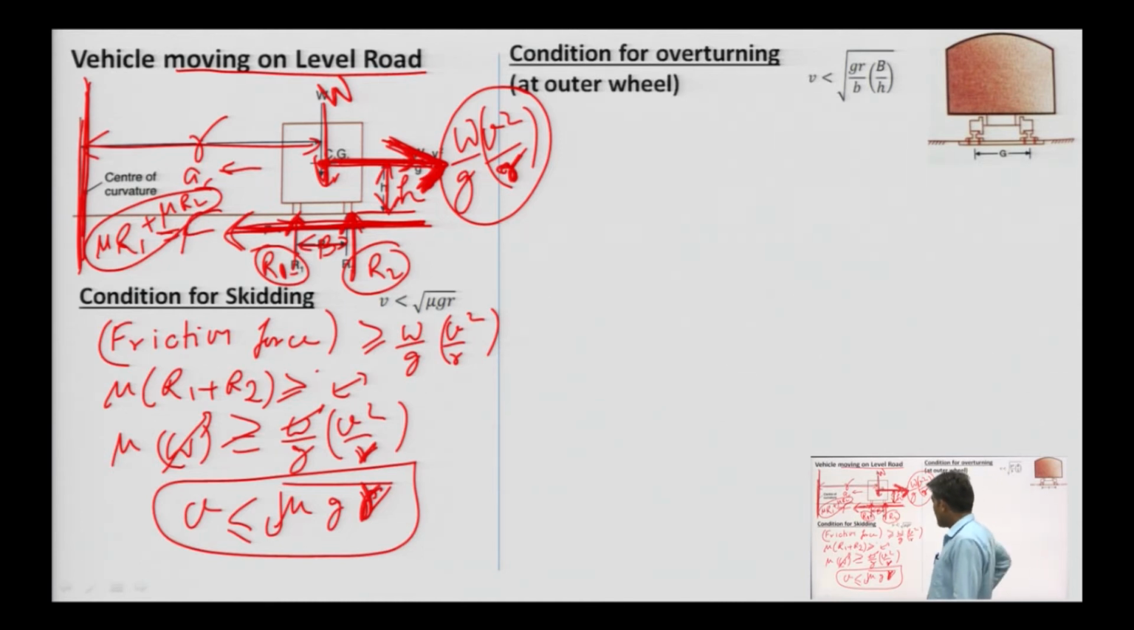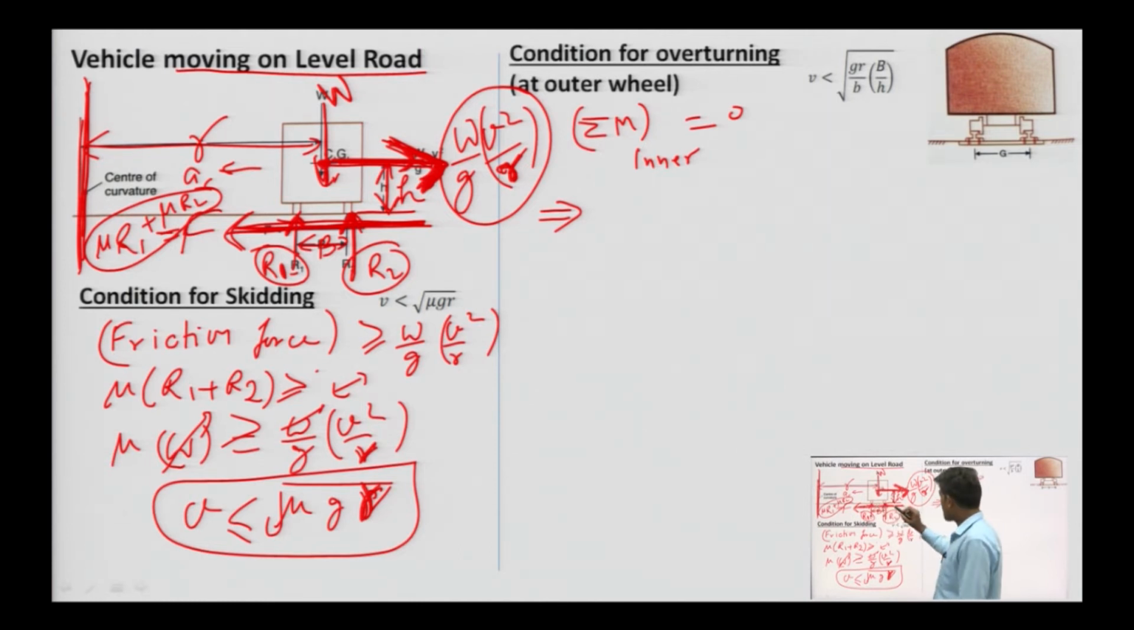R1 and R2, value of R1 and R2. Let us calculate the reactions. We can calculate it by equating the sum of moments about any wheel, either inner or outer. So, let us take the inner wheel. The sum of moments about the inner wheel is equal to 0 for no rotation.